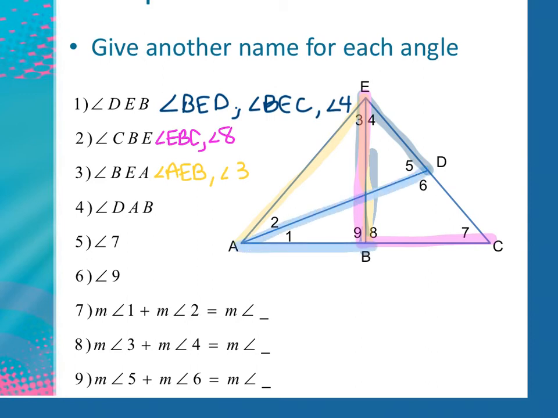DAB can be called BAD or not 2. So this is the angle we're forming, right? So it could be angle 1. What else could it be? CAD or DAC. Either of those work. Does that make sense?